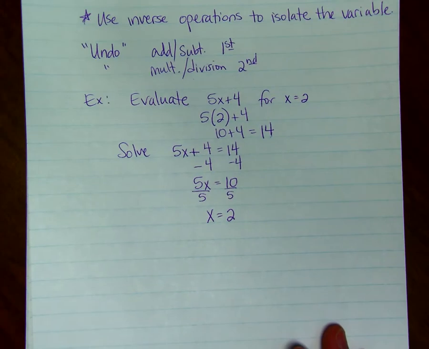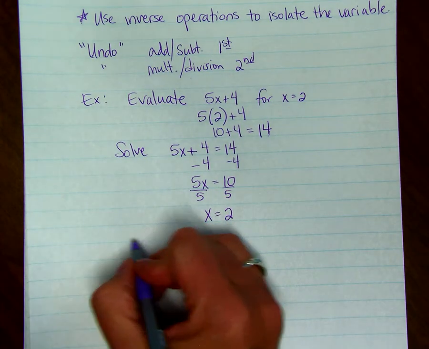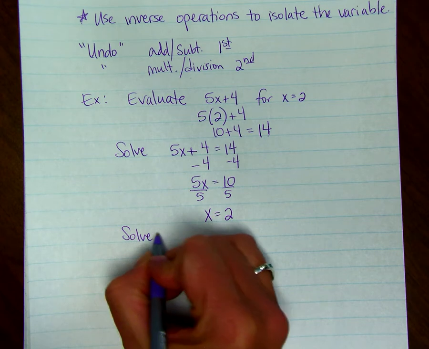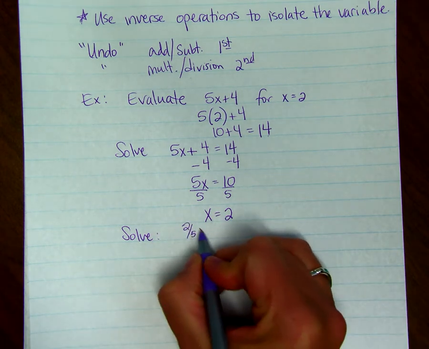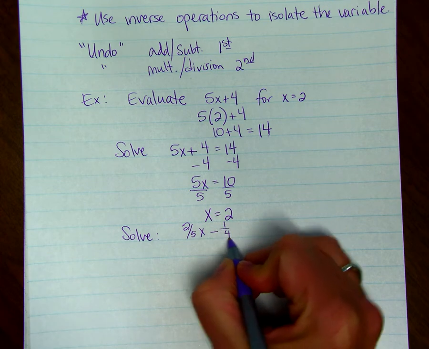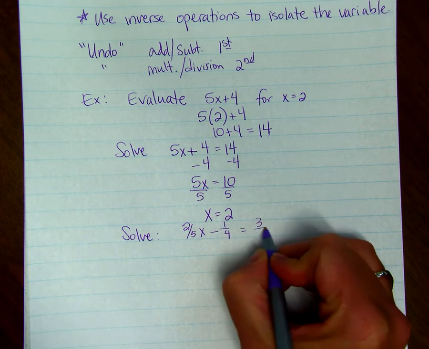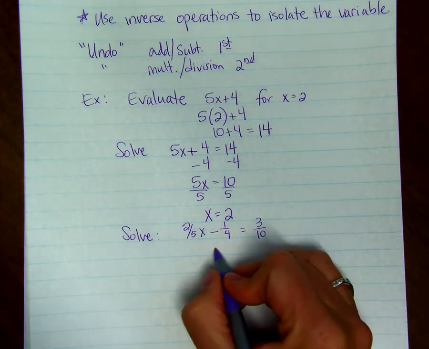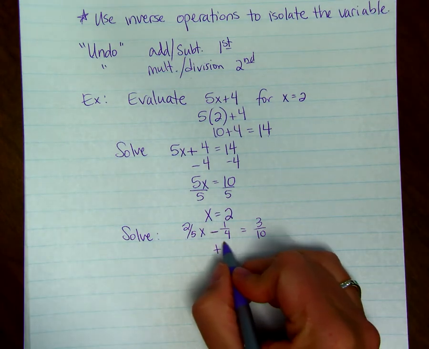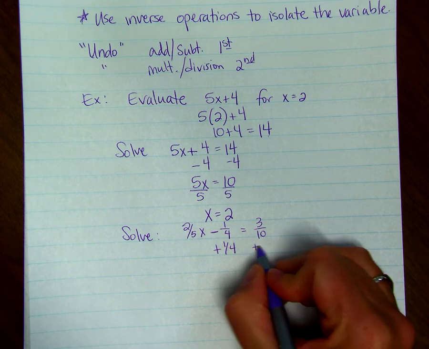And here's another example where we have some fractions. So solve 2/5 x minus 1/4 equals 3/10. So if I'm going to add, I have to undo the subtraction first. So I'm going to add 1/4 to both sides.